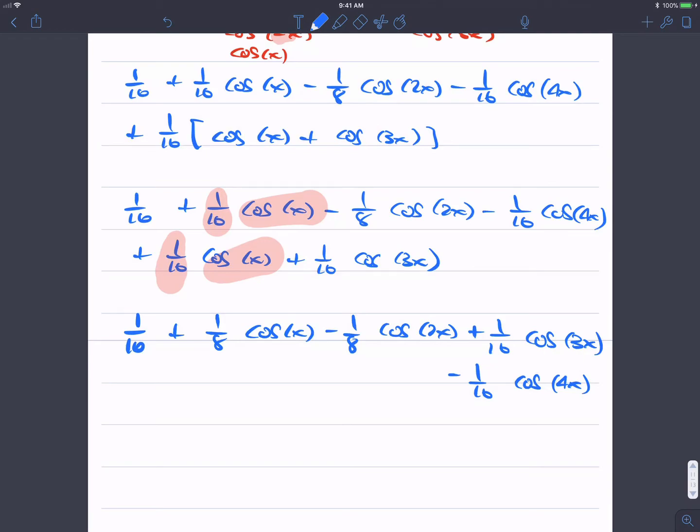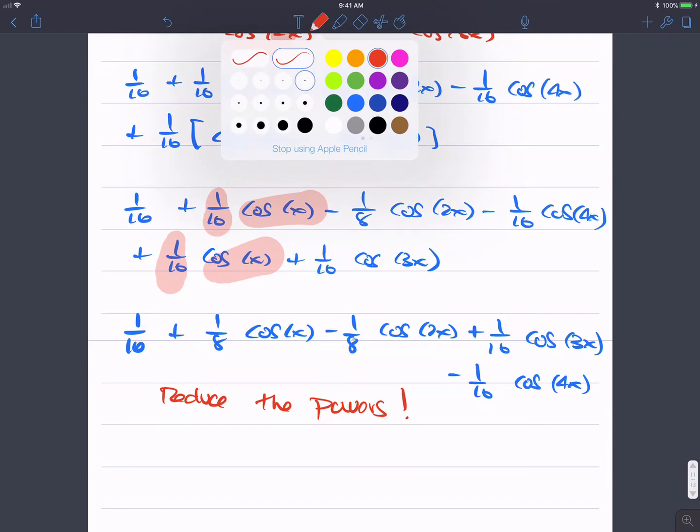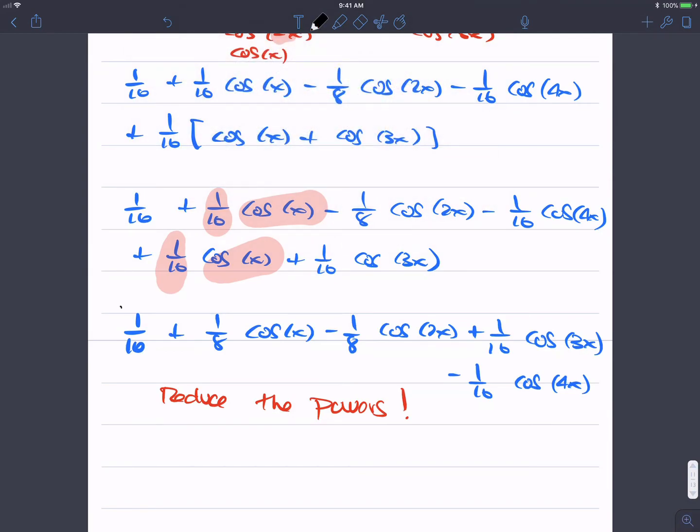Okay. Here's what I want to remark. All we did was reduce the powers. Okay? Reduce the powers. That's all we did. The integration part now is going to be, remember, we have to integrate all of this with respect to dx.